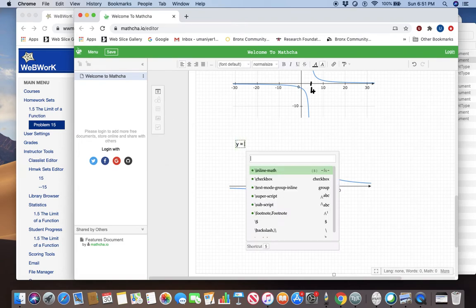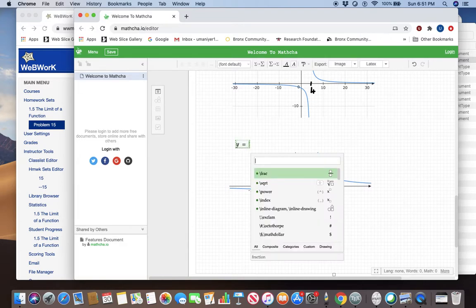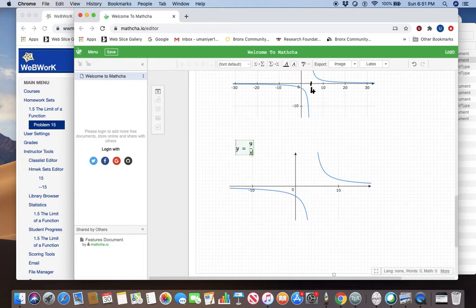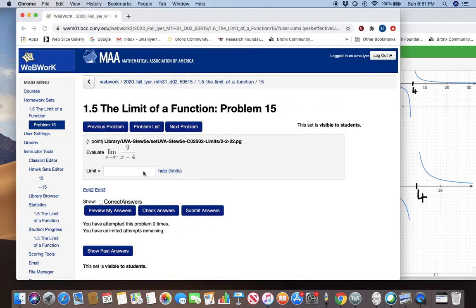y equals, math mode, the fraction 9 over x minus 4. Okay, so where is this going to infinity? It's over here, so that is the 4 over there. All right, so somewhere there is a 4. Now the question here is from the left of 4. 4 is here, and the left branch goes to negative infinity.